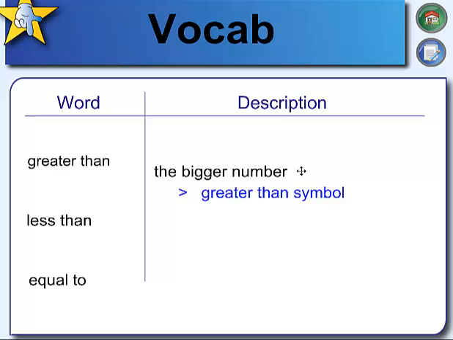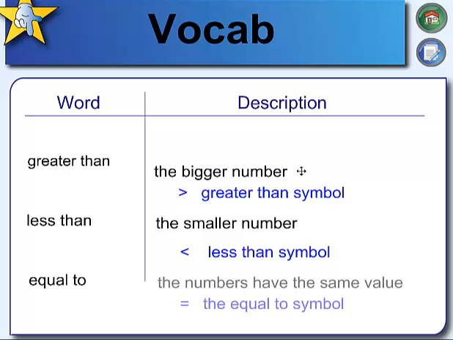But if you're looking at the symbol on a paper, the one that opens to the left is called the greater than symbol. The less than symbol is the one that is the smaller number. The less than symbol, the small end points to the left. And the equal to symbol, the numbers have the same value.